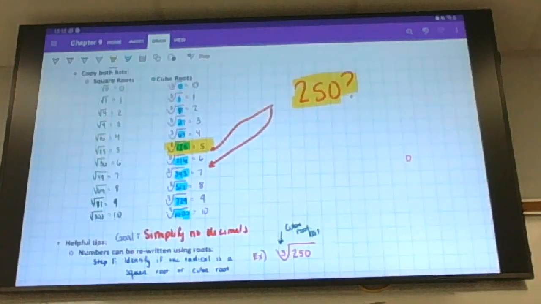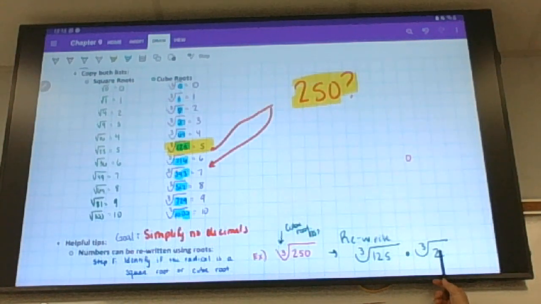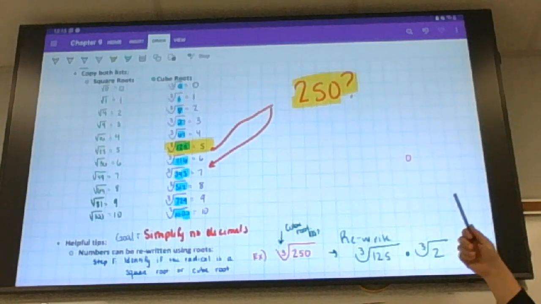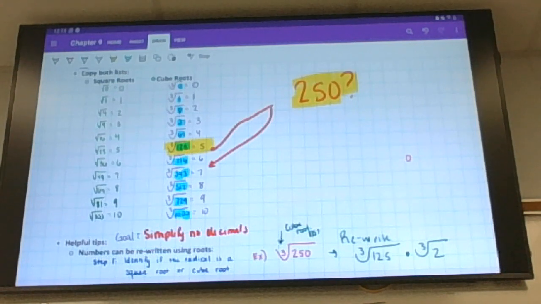So for 250, I'm going to rewrite it as the cube root of 125 times the cube root of 2. Does anybody know where I got my 2 from? 2 times 125 is 250. So you're allowed to separate radicals this way into a product.